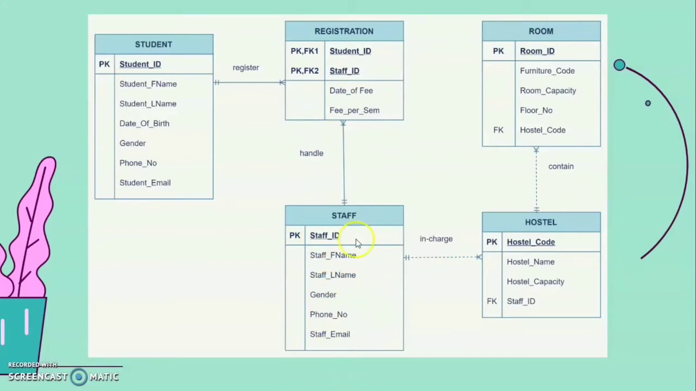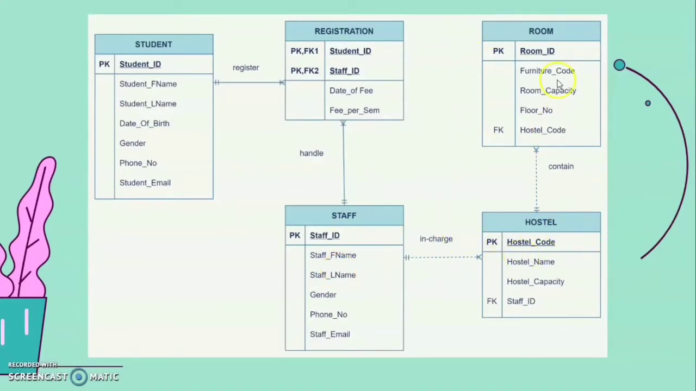As for the staff entity, we have a primary key, staff ID, and the other attributes are staff first name, staff last name, gender, phone number, and staff email. For the hostel entity, we have a primary key, hostel code, hostel name, hostel capacity, and the foreign key is staff ID, because there is a many symbol. So the connectivity between staff and hostel is one to many. We can see that between staff and hostel there is a dotted line, so there is a weak relationship.